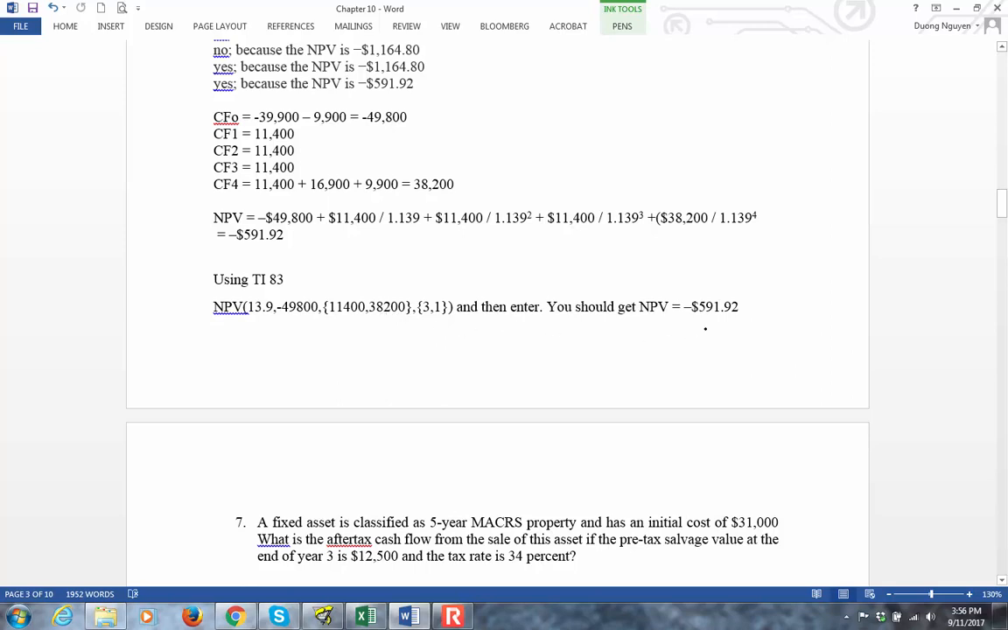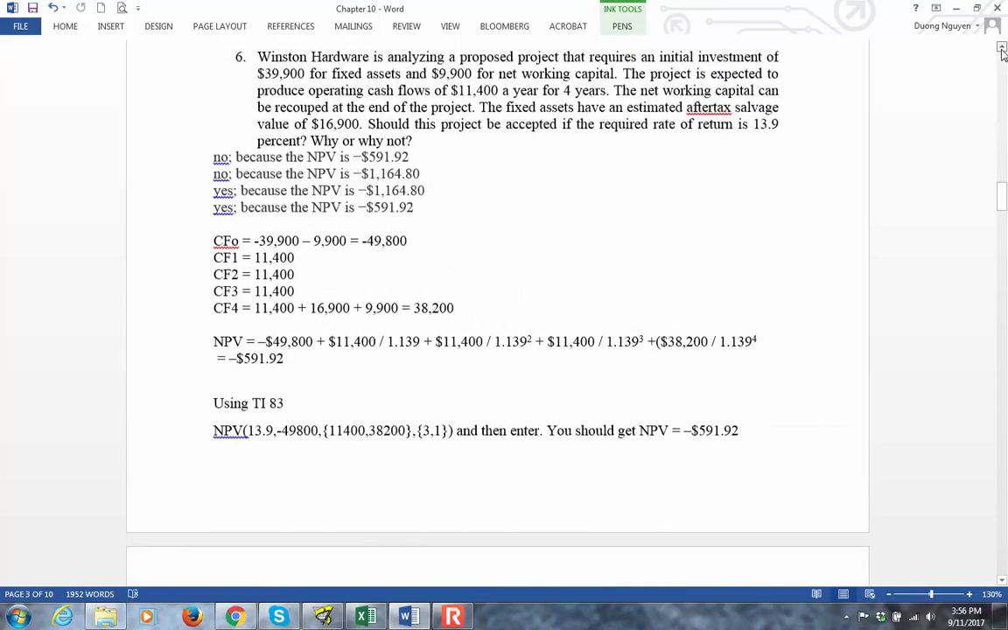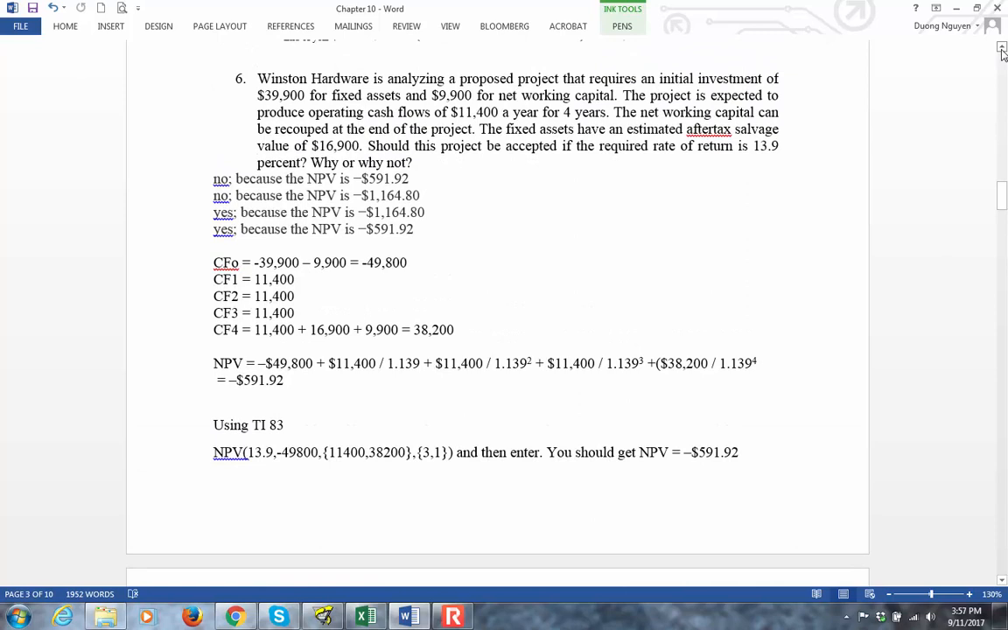You should get the same answer, negative $591.92. So the NPV is negative. You should reject the project. So the answer is no, because NPV is negative 591.